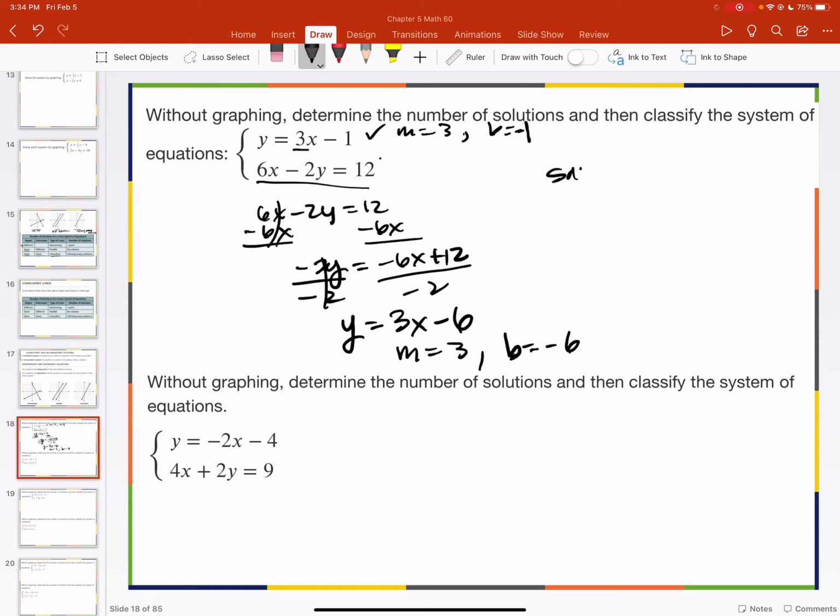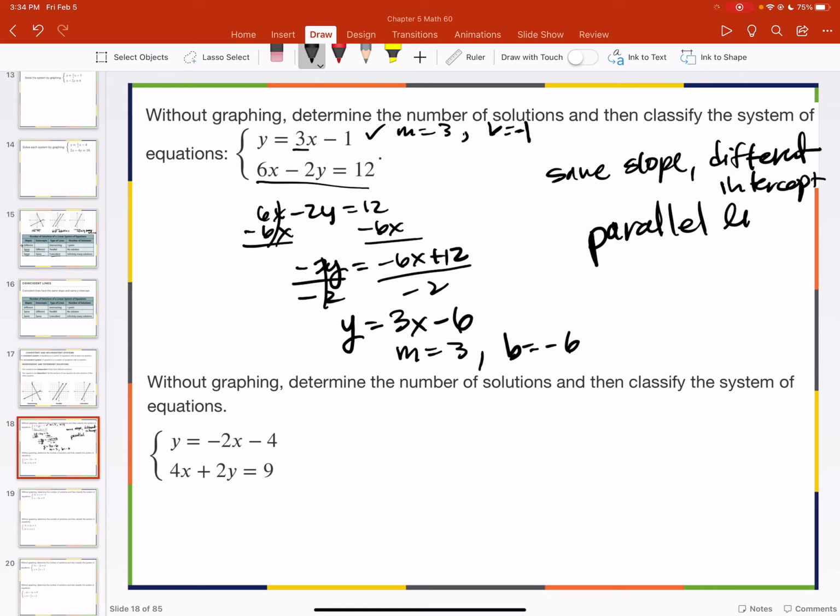So you have the same slope, different intercepts. What that means is that you have a pair of parallel lines, right? They do not have a solution. So they have no solution. They are inconsistent. This is an inconsistent system. Okay. All right. Let's do another one just for funsies.